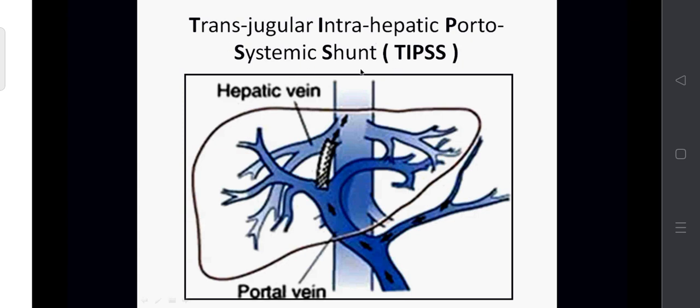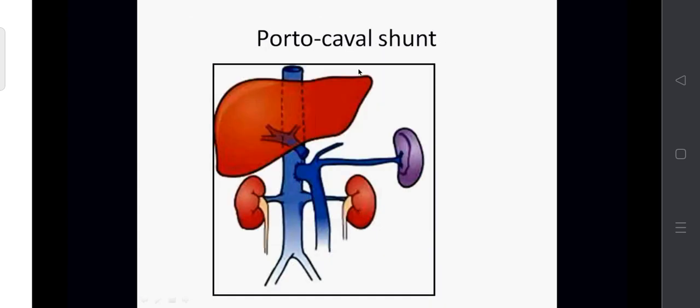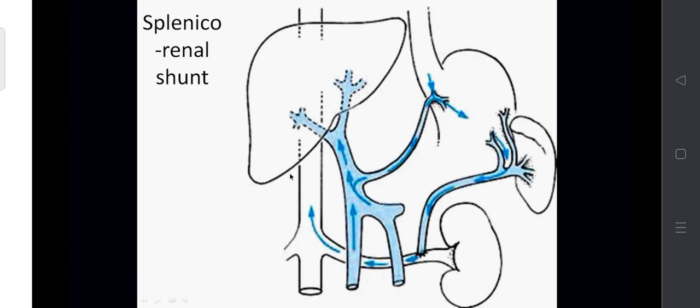Another possible shunt is the portocaval shunt, where portal vein is directly anastomosed with the inferior vena cava before it reaches the liver. So portocaval shunt. Another is the splenico-renal shunt, where splenic vein, the tributary of portal vein, is anastomosed with the renal vein, which is a tributary of inferior vena cava, thereby reducing the pressure in the portal vein.